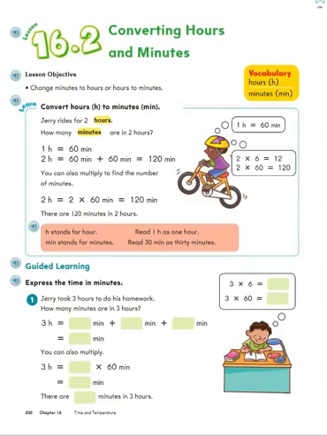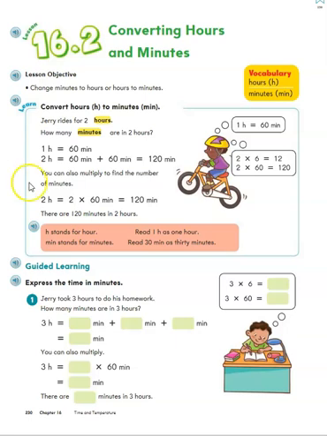Hi, third graders. Welcome to lesson 16.2, converting hours and minutes. So when we say converting, that just means saying it in a different way. So instead of just saying hours, we can convert the hours into minutes. Since we already know that there are 60 minutes in 1 hour, then we know another way to say 1 hour would be 60 minutes.